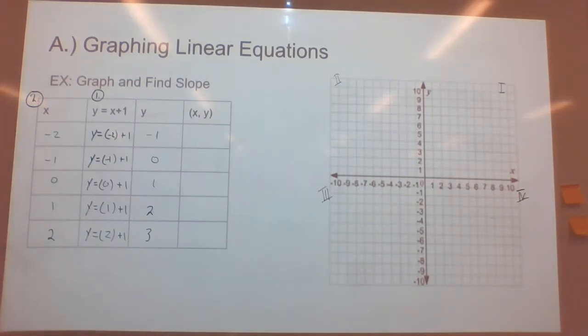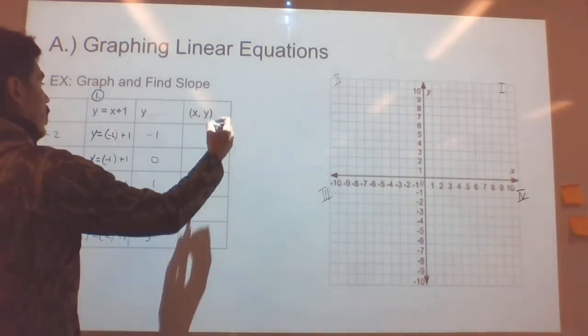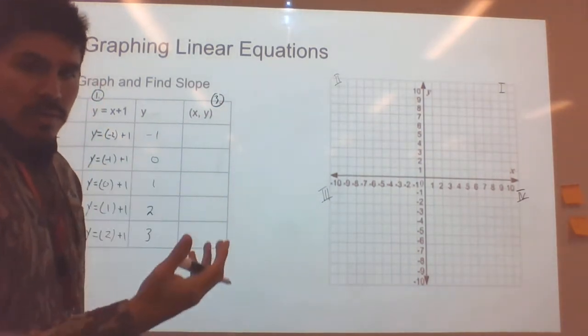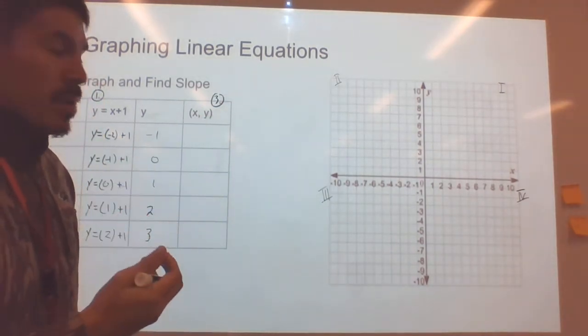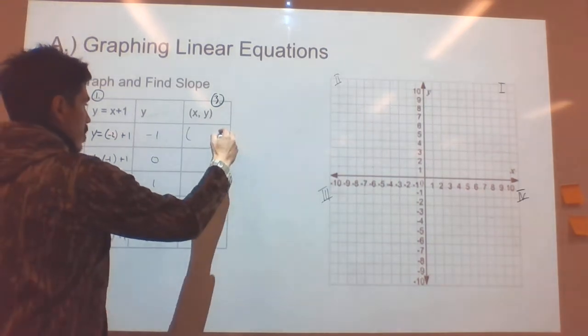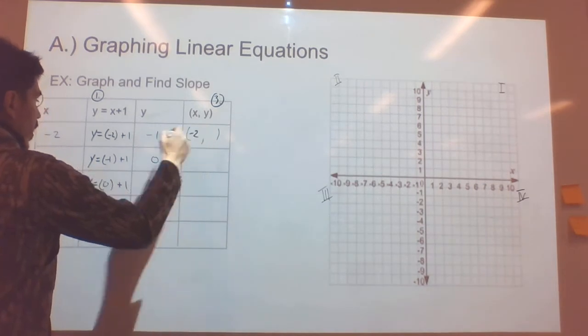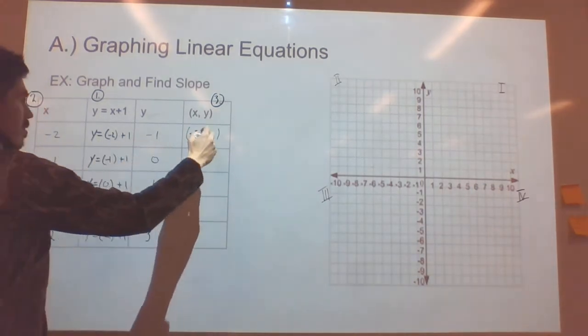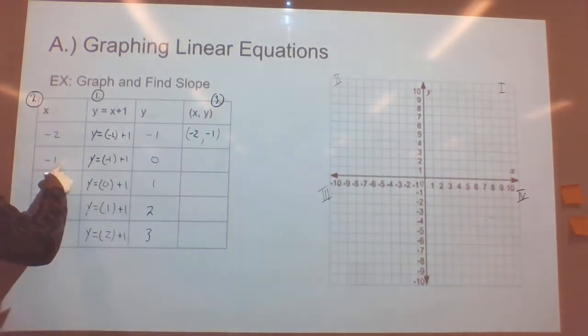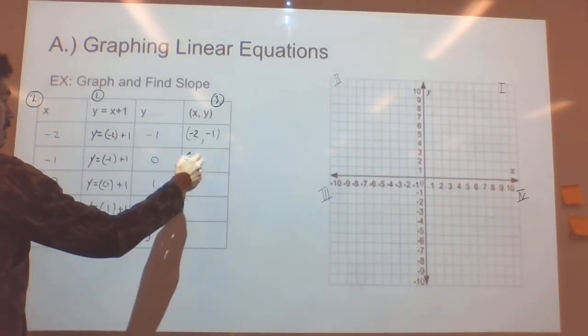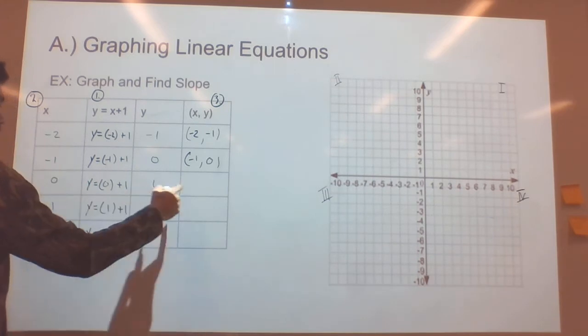Notice now, step 3 is putting our x and y coordinates in point notation. We have -2 for my x, and my y value is -1. Over here, my x is -1 and my y is 0. And you do this for all these points.